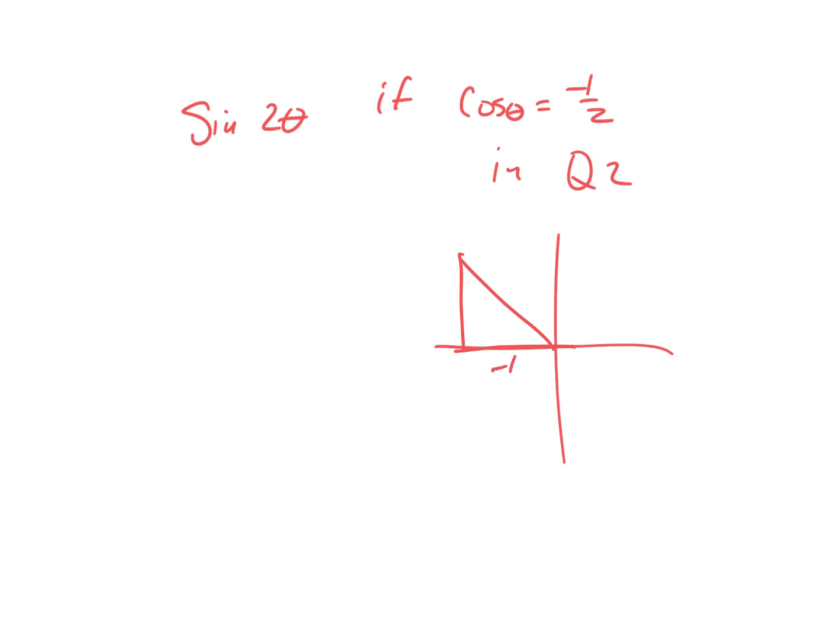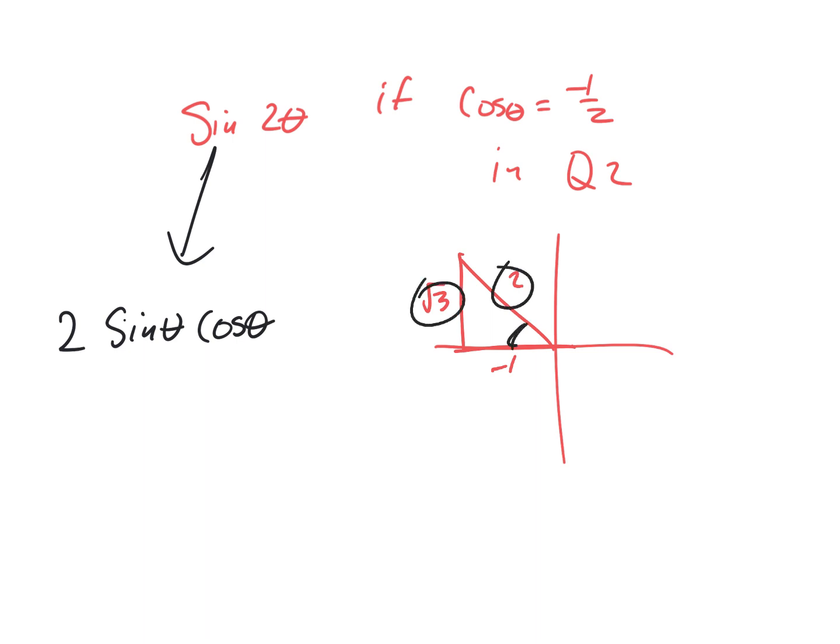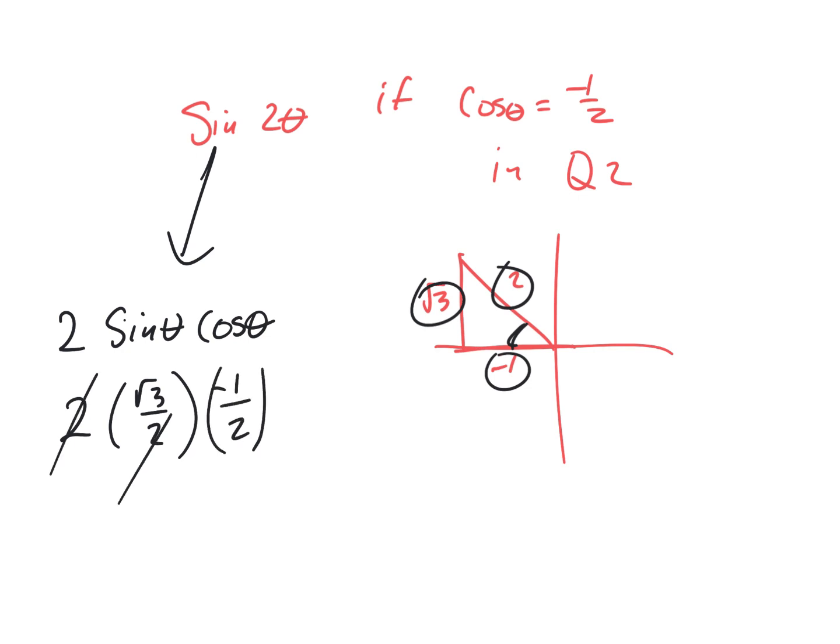Cosine, adjacent, hypotenuse, square root of 3. Next, sine of 2 theta off the sheet. 2 sine cosine. Sine from this angle's perspective is opposite over hypotenuse. So sine will be root 3 over 2. Cosine will be adjacent over hypotenuse. -1 over 2. These 2's can cancel. Negative root 3 over 2.